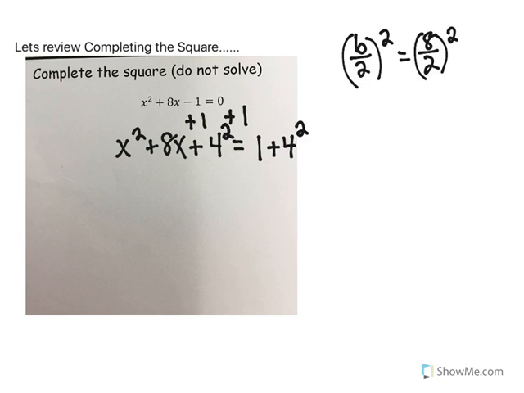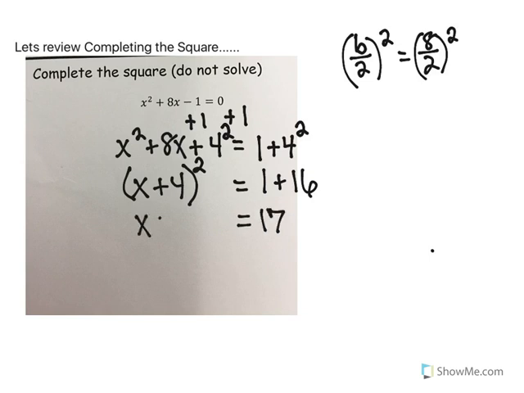All right, now, let's simplify a little bit. What does this become when I factor it down and simplify it? X plus 4 all squared. X plus 4 squared. Equal sign. 1 plus 16? Right, 17. And then it says do not solve. The word solve means x equals what and x equals what. We're just going to stop here.